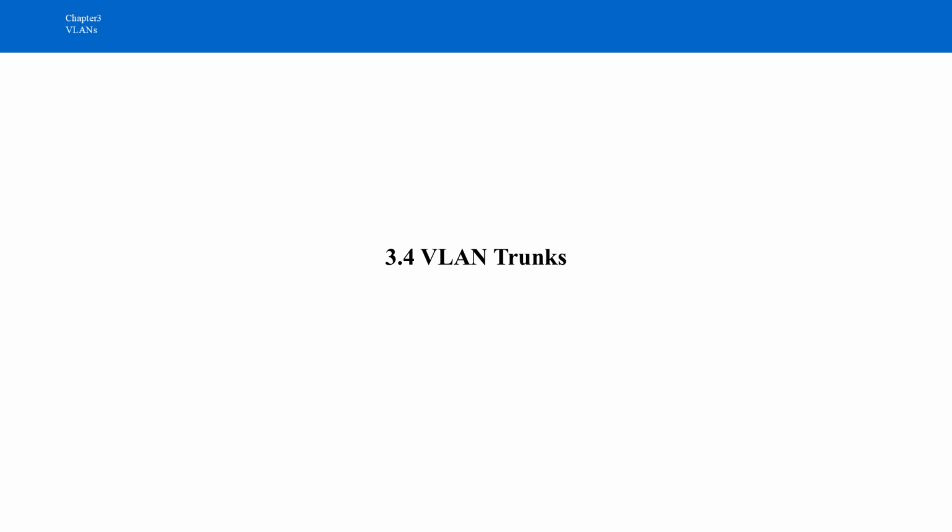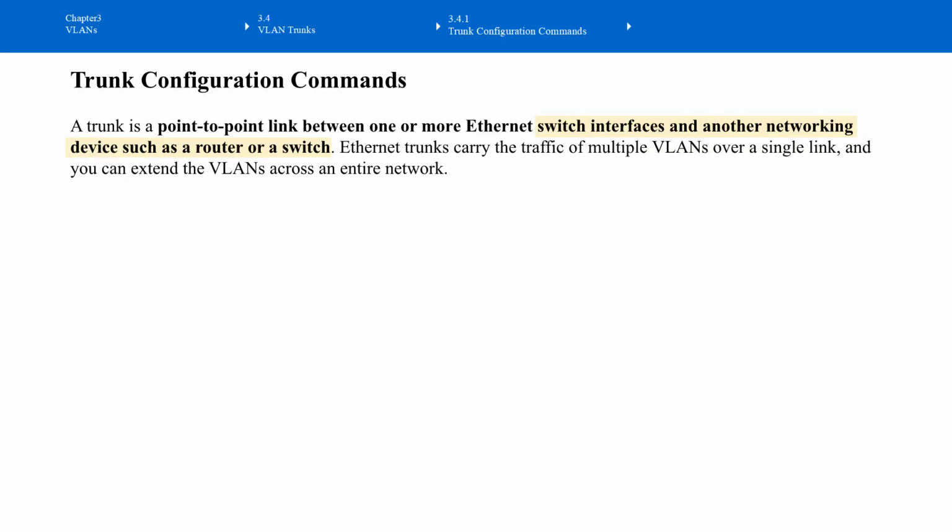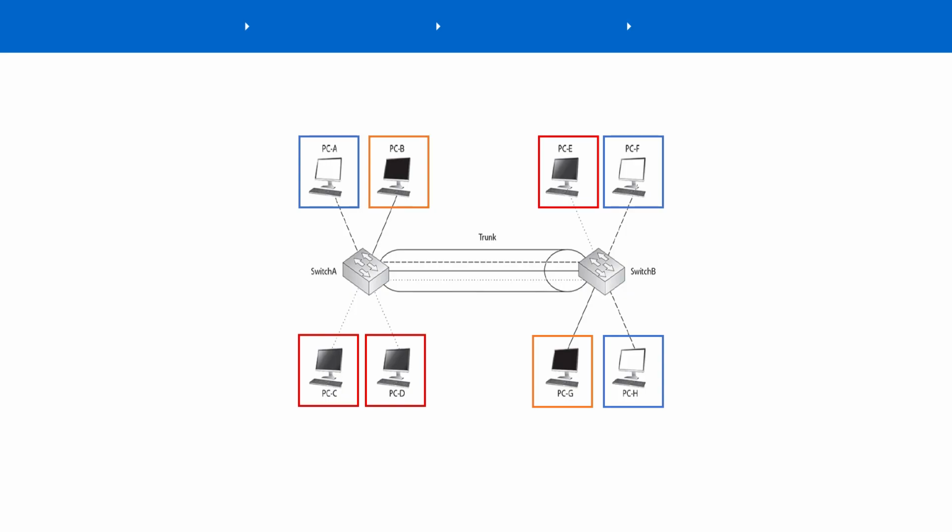3.4 VLAN trunks. A trunk is a point-to-point link between one or more Ethernet switch interfaces and another network device, such as a router or a switch. An Ethernet trunk carries traffic of multiple VLANs over a single link, and you can extend the VLANs across an entire network.